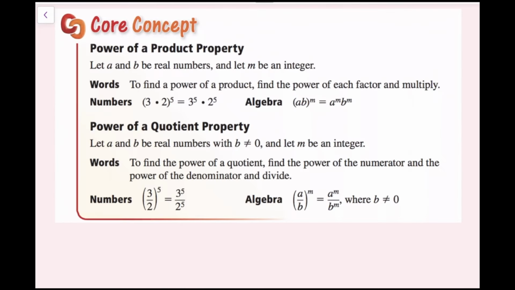So now we have some more properties to discuss. Power of a product property. Let A and B be real numbers, and let M be an integer. To find a power of a product, find the power of each factor and multiply. So 3 times 2, that entire quantity, to the 5th power is the same thing as 3 to the 5th power times 2 to the 5th power. In algebra, it's A times B, that whole quantity, to the power of M is A to the M times B to the M. If you notice, this is very similar to the distributive property. Okay, so you might hear me informally say distribute when I'm describing what to do here. Let me explain why this works right now.